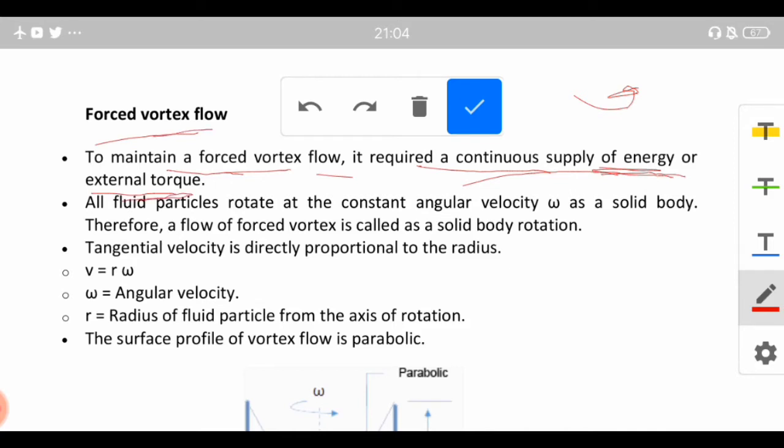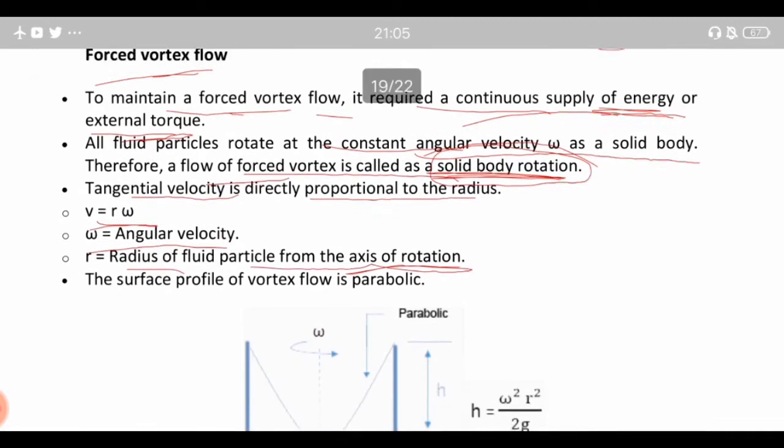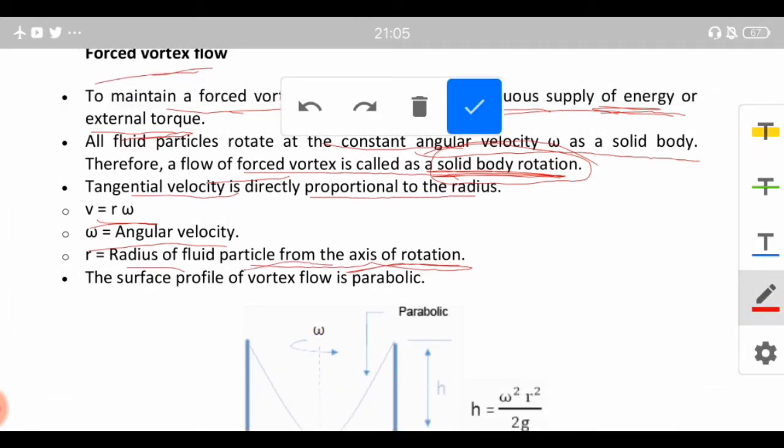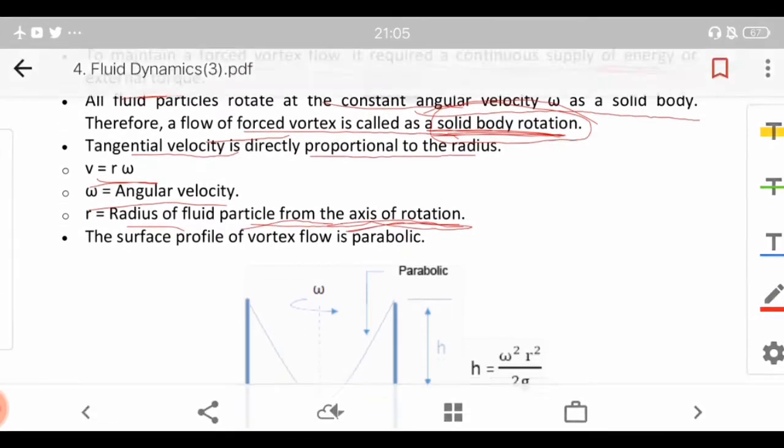All the fluid particles rotate at constant angular velocity omega as a solid body, and therefore a forced vortex flow is called solid body rotation. As the angular velocity is constant, we also call it solid body rotation. The tangential velocity is directly proportional to the radius: v is equal to r omega, where omega is the angular velocity and r is the distance of the fluid particle from the axis or center of rotation.